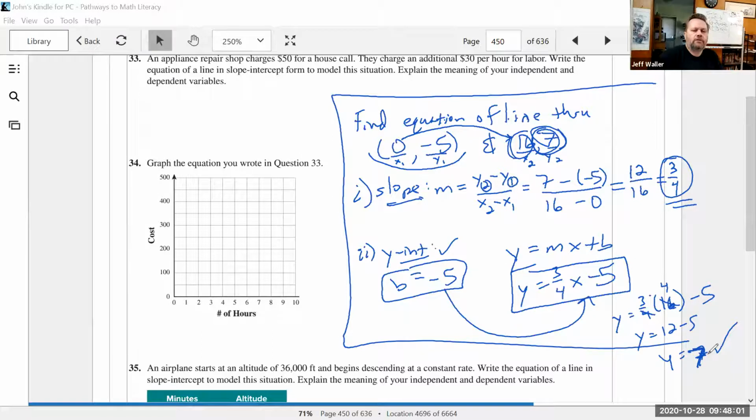Do you guys get that check? Because again, the equation of a line, what does it do? It's supposed to go through all the points. Each point it goes through works in the equation. That's what it means.